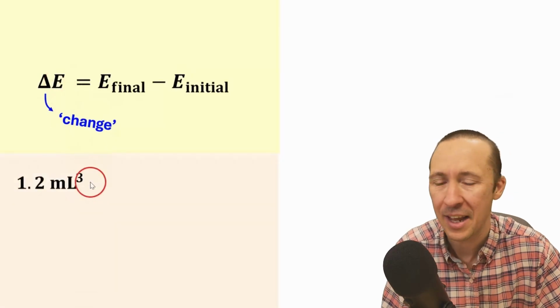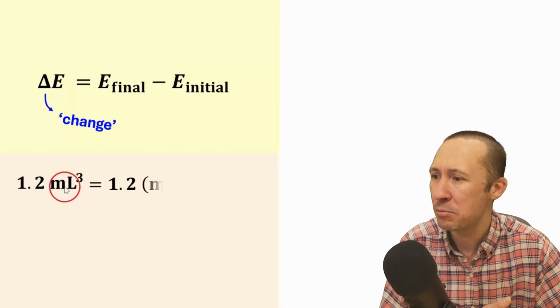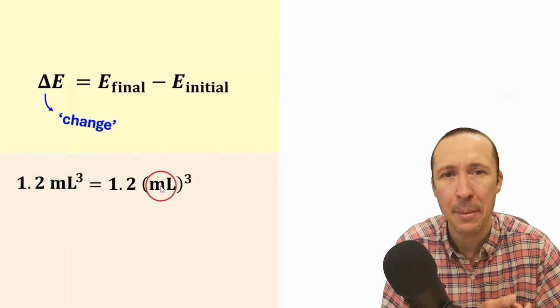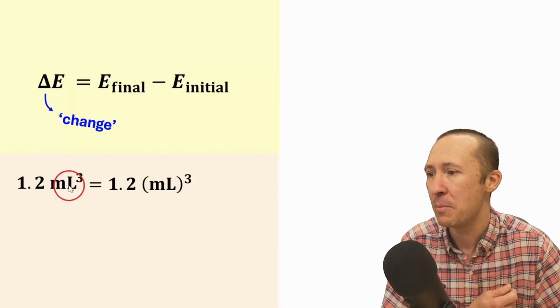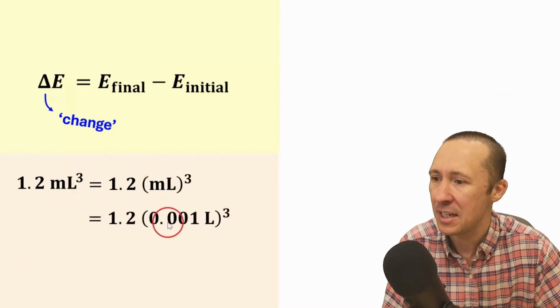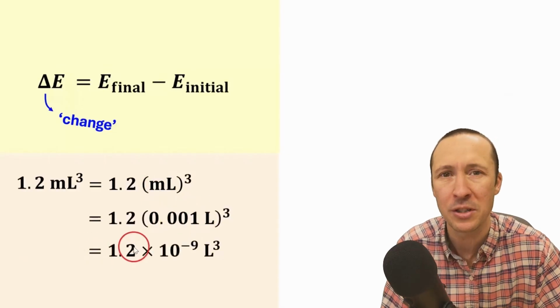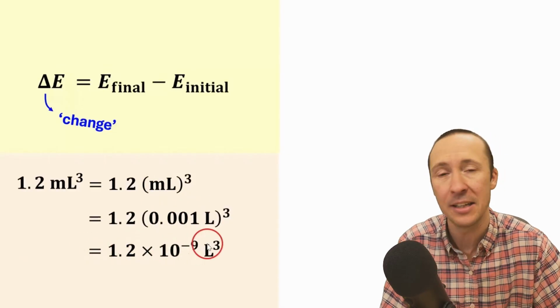Another very important thing is if you have the unit to some power, then the prefix is also to that power as well. It's implied. So milliliters cubed means that you also cube the milli. Milli is 0.001, so you're cubing that as well. So this becomes 1.2 times 10 to the negative 9 liters cubed.